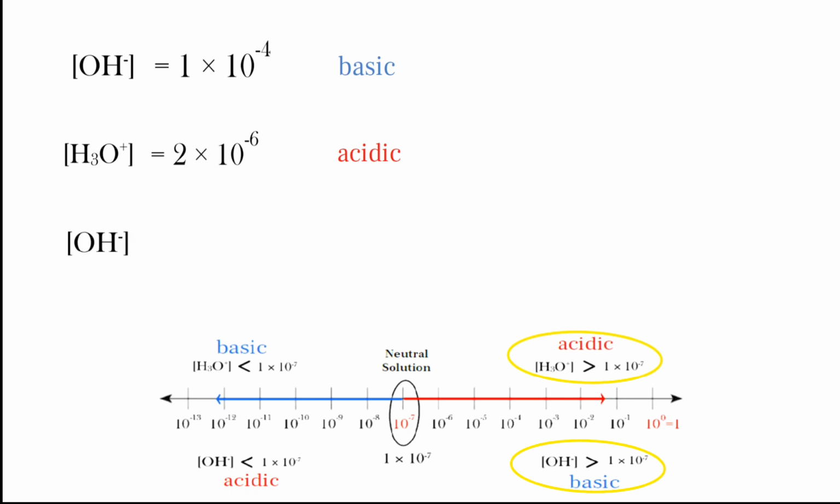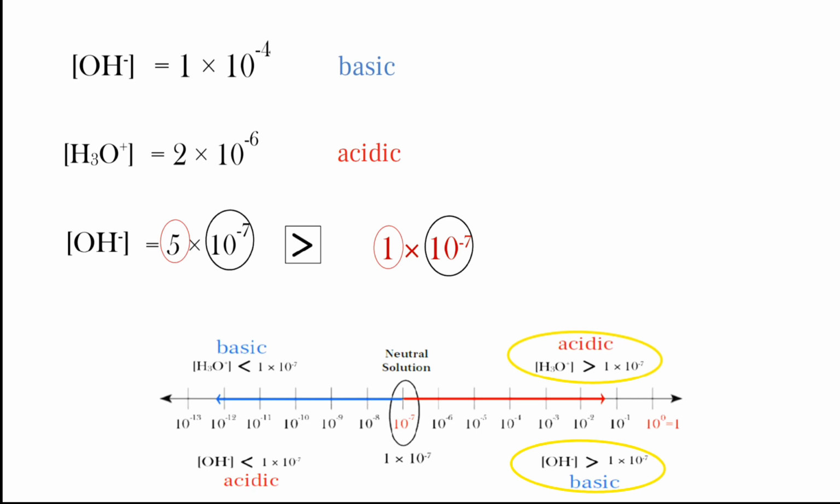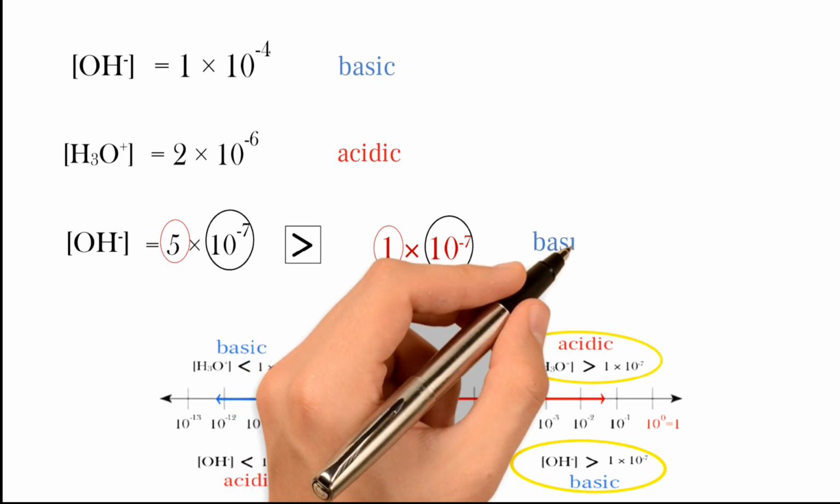Another example where the concentration of OH- equals 5 times 10 to the power of minus 7. When comparing the powers, we notice that they are equal. So we will compare the integers, where 5 is greater than 1, which means that the concentration of OH- is greater than 1 times 10 to the power of minus 7. This means that this solution is basic.